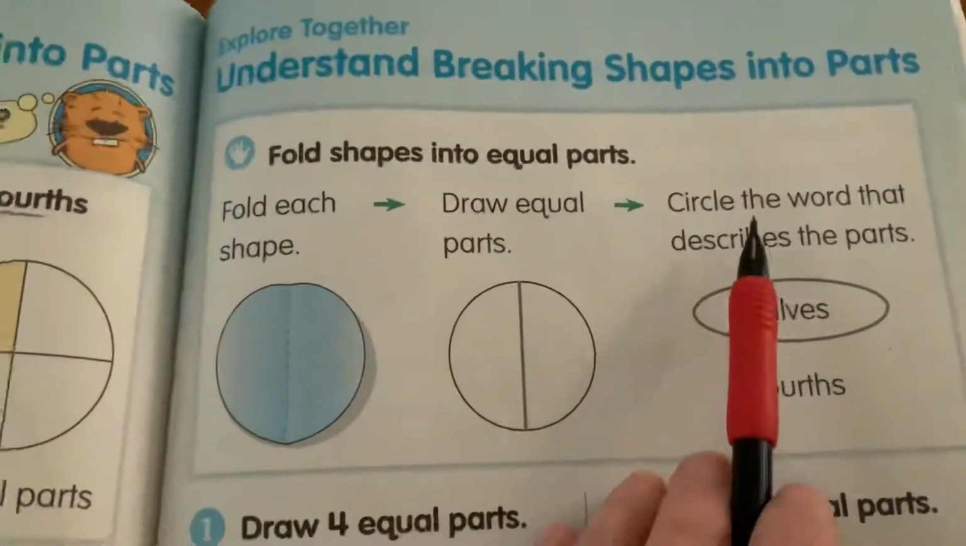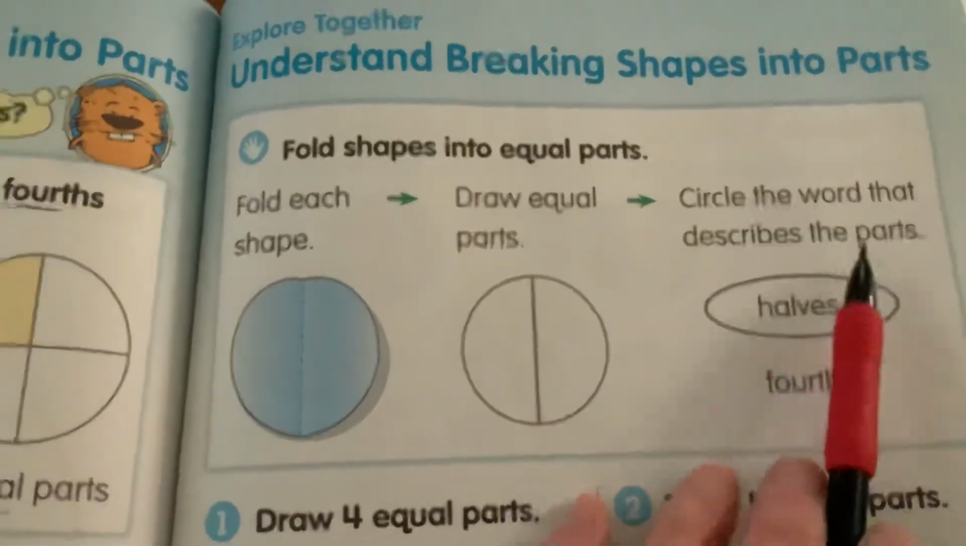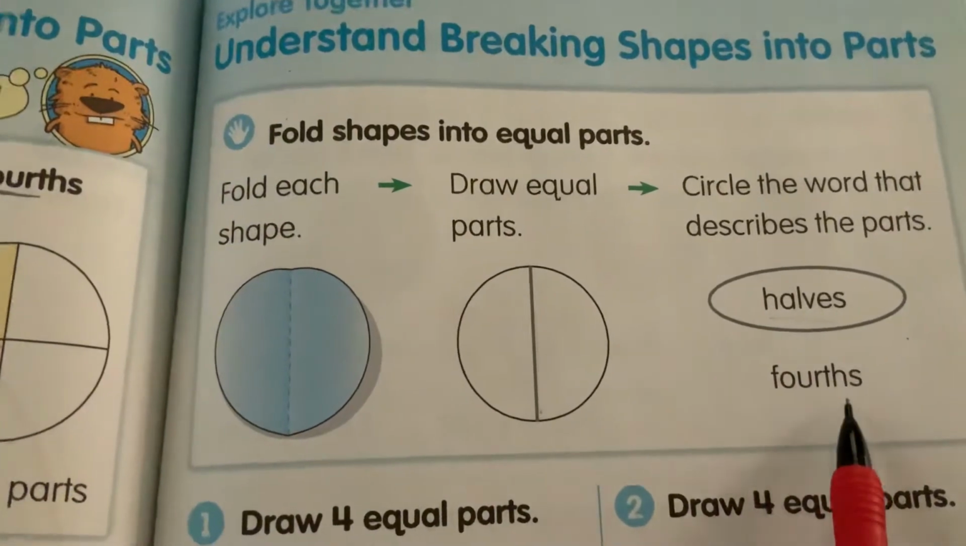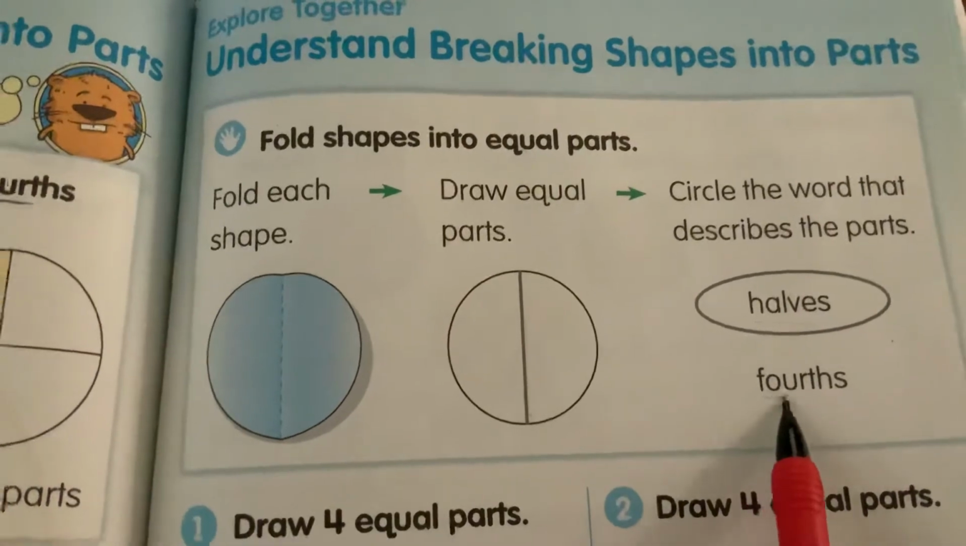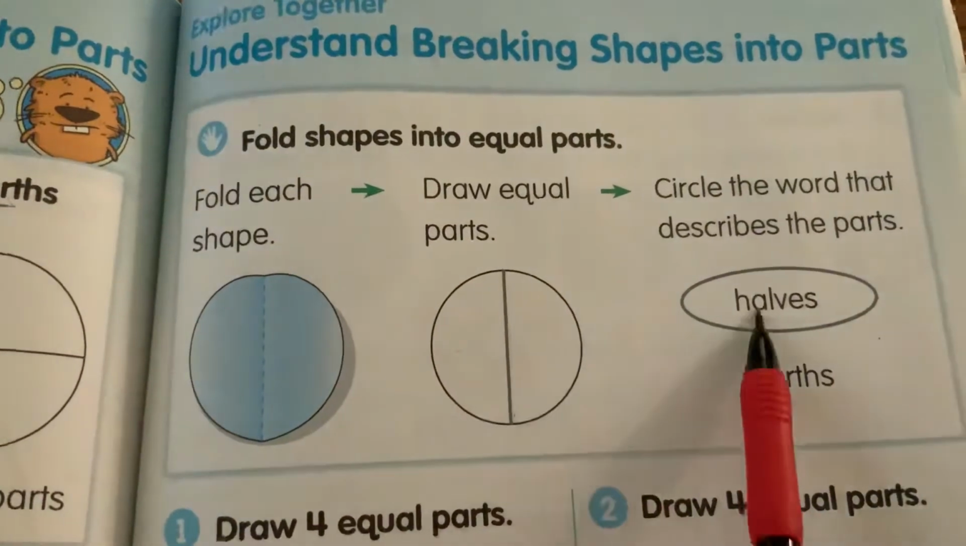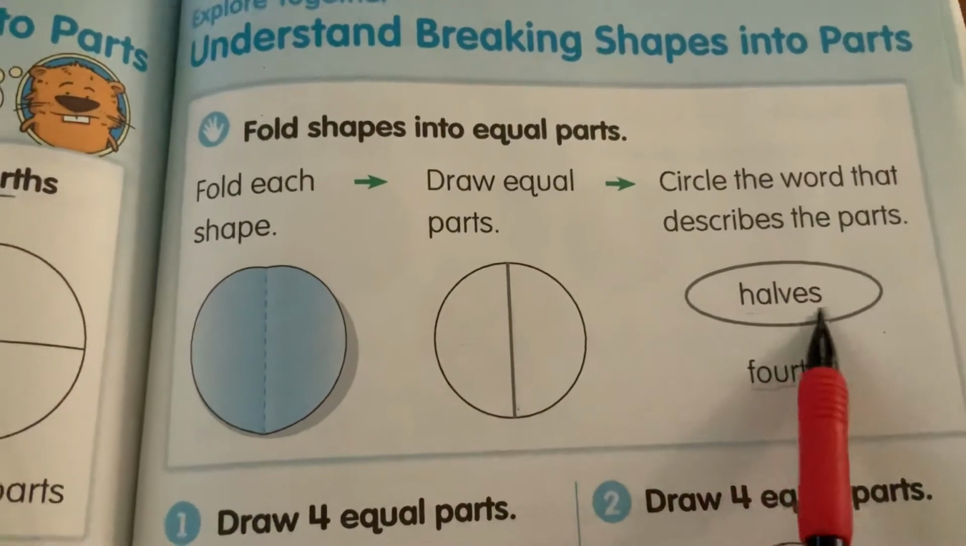Okay, it says circle the word that describes the parts. Did I divide that into halves or fourths? Well, fourths means 4 equal parts. So do I have 4 equal parts? No. I have 2 equal parts and the word is halves.